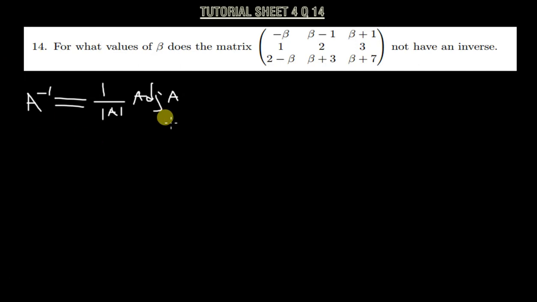This is the formula for the inverse of a matrix. So we begin. In short, what they are trying to say is we find the determinant of this and then equate it to 0, and then we find the values of beta. So for simplicity's sake, I'm going to use the second row to find the determinant.